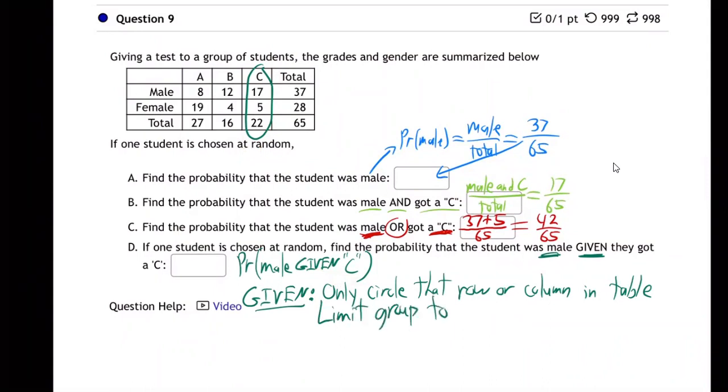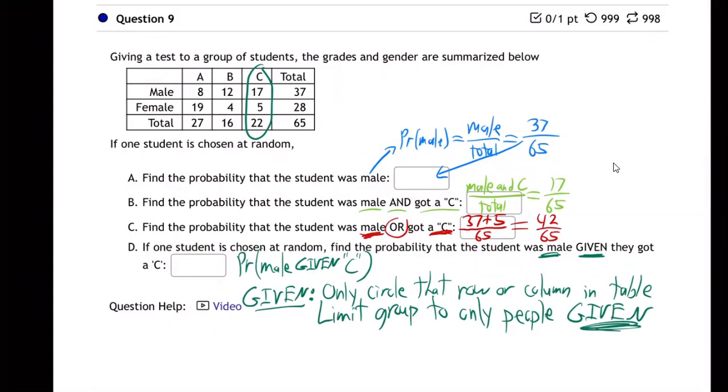You limit the group to only the people in the given. That's what given means. If I said to you, what's the chance I'm going to get an A in this class, given I study 20 hours a week, and you said back to me, well, people that don't study very hard, I'd say, wait a minute, I just said I'm going to study 20 hours a week. Do you understand? It decides who we're talking about.